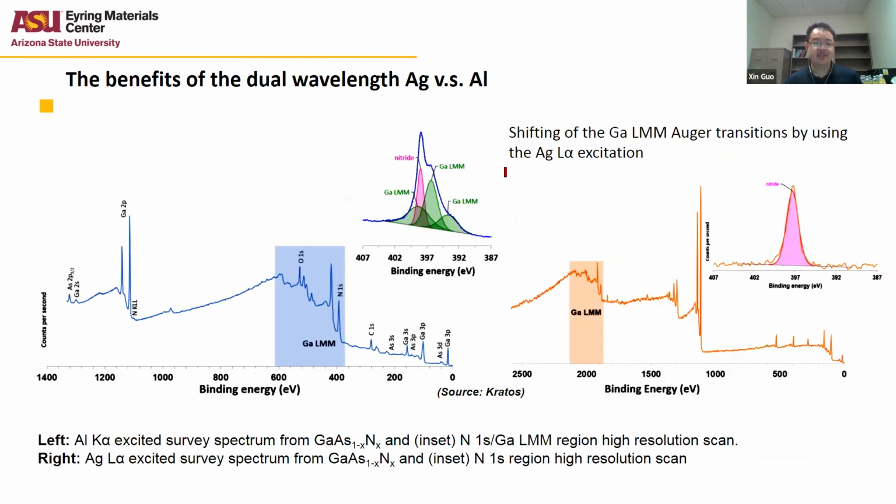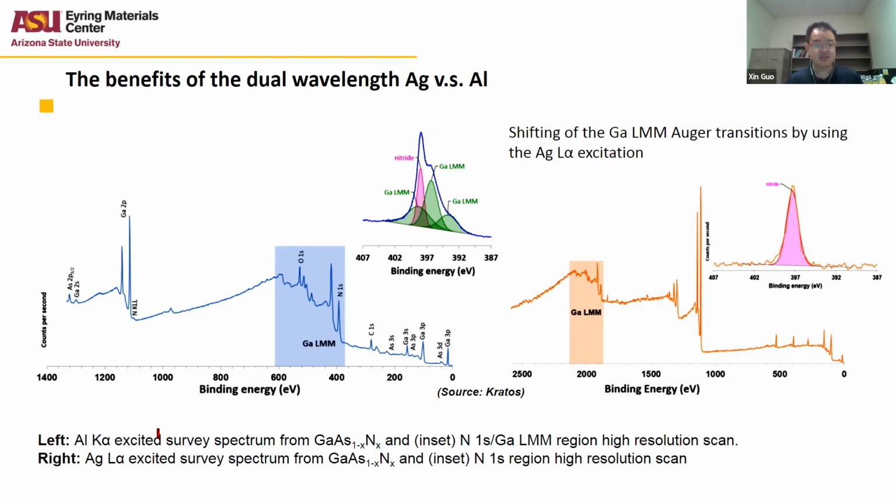The other benefit of using the silver L alpha is that it can shift the Auger transition that is overlapped with a specific element. Here is an example. If we use the aluminum K alpha to excite gallium arsenide doped with nitrogen, we would observe the gallium LMM Auger transition that is overlapped with nitrogen 1s, and it's hard to do the quantification with this spectrum.